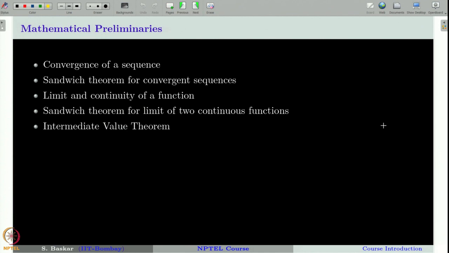Then comes the intermediate value theorem, which says that you have a function which is continuous, and suppose you know that at a and b the function takes the values, say, x and y. Then if you give any n in between x and y, you can always find a xi in the interval a to b such that f of xi is equal to n. This holds when f is a continuous function. That is also intuitively clear.